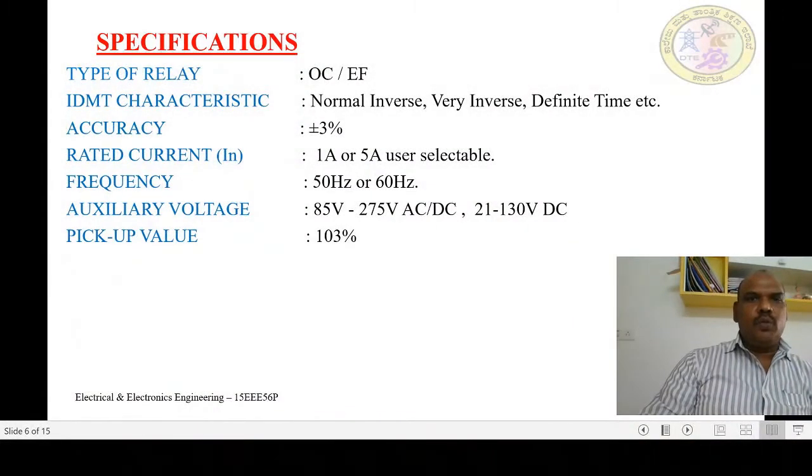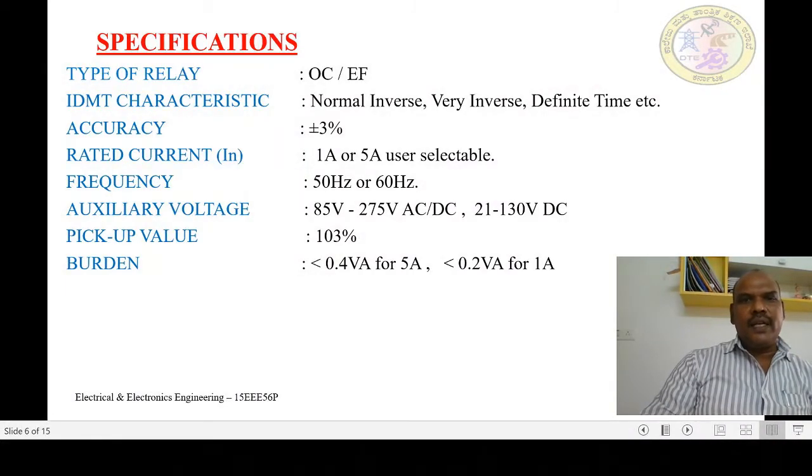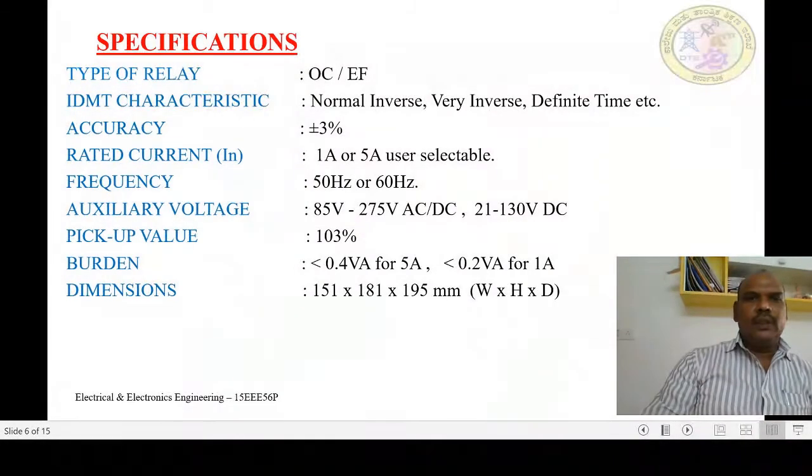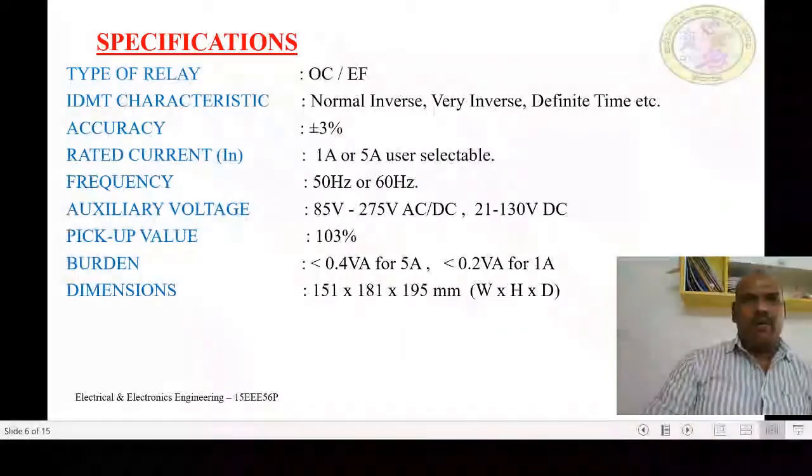Pickup value, it is 103% of the rated current. Burden, when it is used as 5 amps relay, the burden is less than 0.4 volt amps. When it is used as 1 amp relay, the burden is much lesser, that is 0.2 volt amps. Dimensions, so it is width into height into depth. It is given there 151 into 181 into 195 mm.